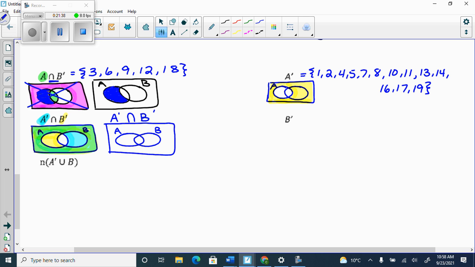Well, light blue, are they both there? No. Yellow, are they both there? No. Where's the only place they both are? It's actually the green, the outside. So it's this.